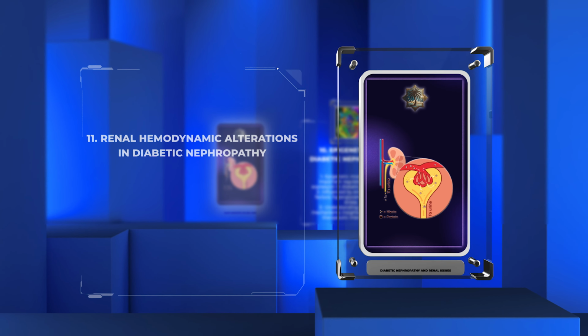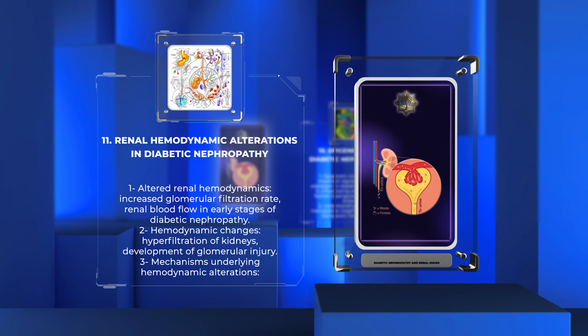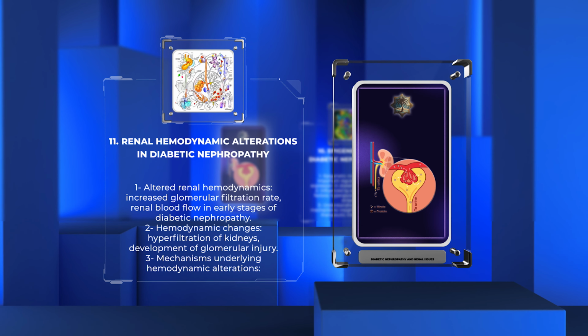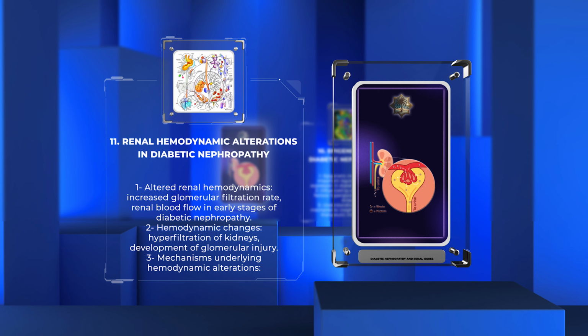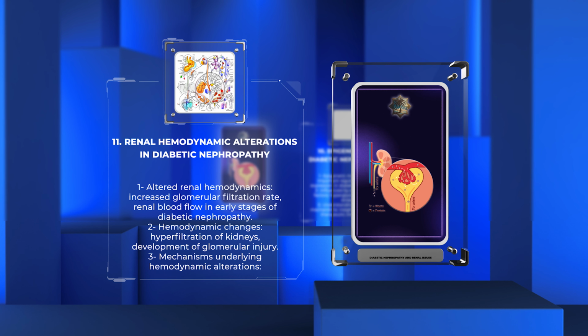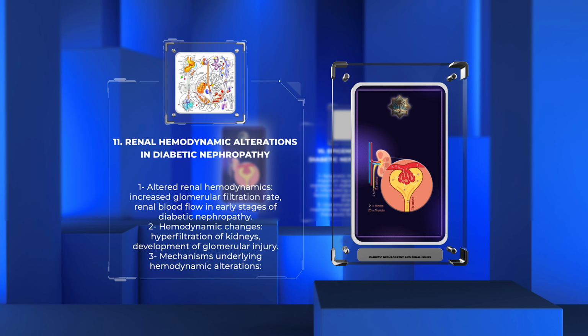Altered renal hemodynamics, characterized by increased glomerular filtration rate and increased renal blood flow, are observed in the early stages of diabetic nephropathy. These hemodynamic changes contribute to the hyperfiltration of the kidneys and the subsequent development of glomerular injury. The precise mechanisms underlying these hemodynamic alterations are complex and involve the dysregulation of various vasoactive factors and tubuloglomerular feedback.